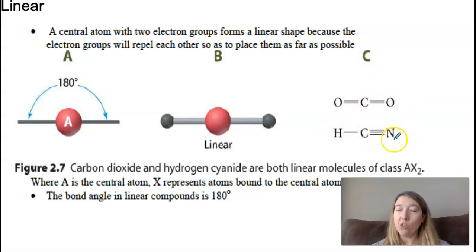Another example is HCN. Although it's a single and a triple bond, there's still going to be that central atom with two things attached and no lone pairs. So anytime you see that you have a central atom, two things attached, and no lone pairs on that central atom, it's always going to wind up being a linear shape.